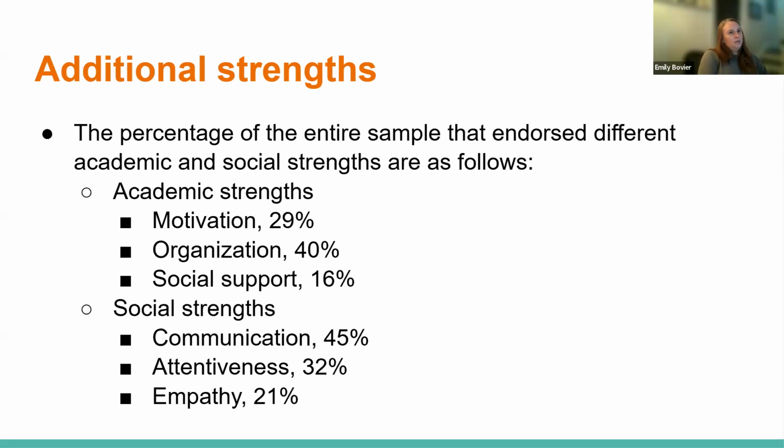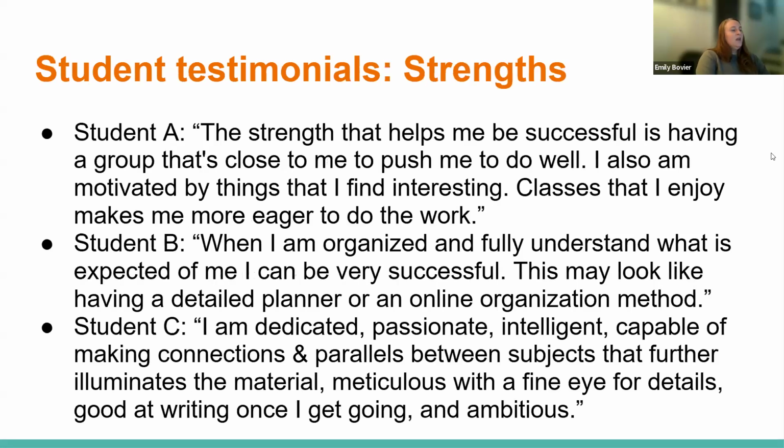And as far as what interpersonal relationships mean, I asked students about their interpersonal relationships, not only romantic relationships and friendships, but even the relationships that they have with their professors, right? So communication, attentiveness, and empathy emerged as some of the primary strengths that neurodivergent students identified for themselves. So here are those same three students, A, B, and C, and their comments on their strengths.